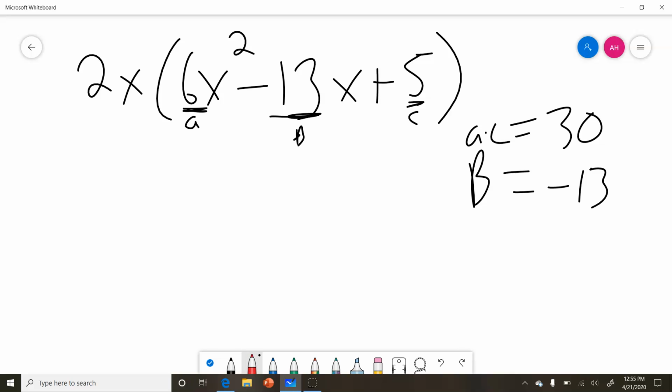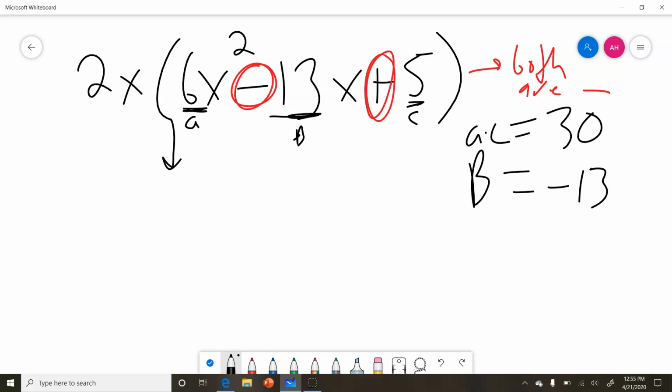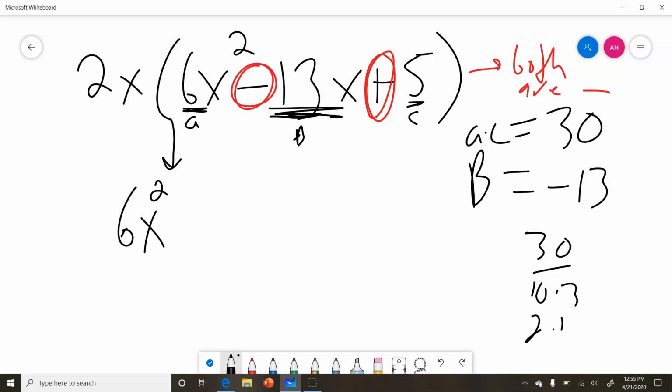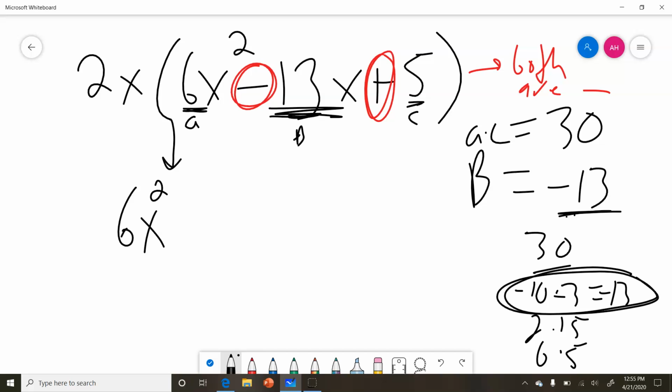Now let's look at the signs here. This is a positive and this is a negative. That means that both signs are negative. Both are negative. So now I come down here and I just split this in half. I bring the 6x squared, and then I split this 13x into the parts of 30. So 30 can be 10 times 3, 2 times 15, 6 times 5. Now, which of these, when added together, is negative 13? If these are both negative, then I know it's this one right here that is going to combine to give me my negative 13.